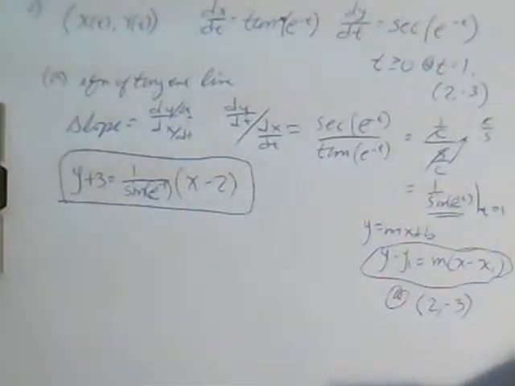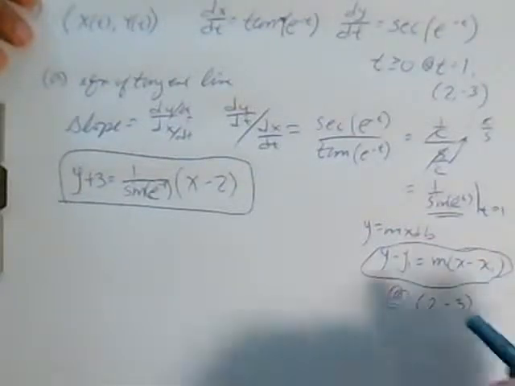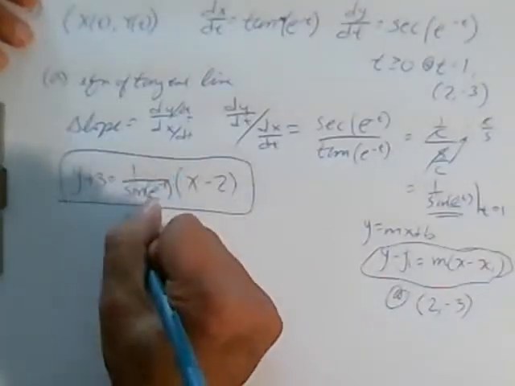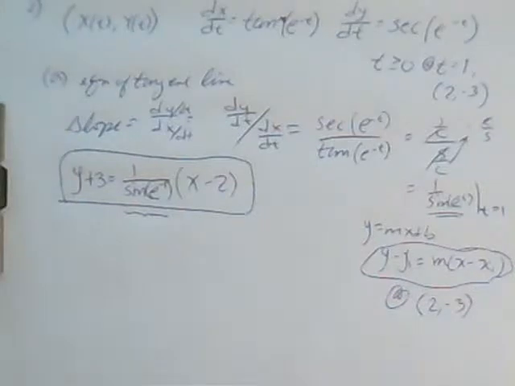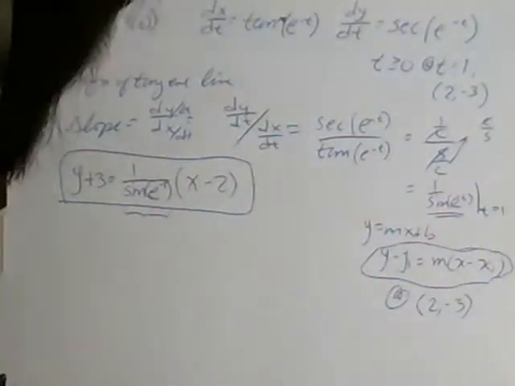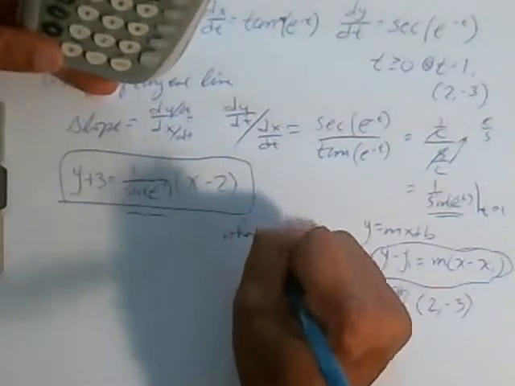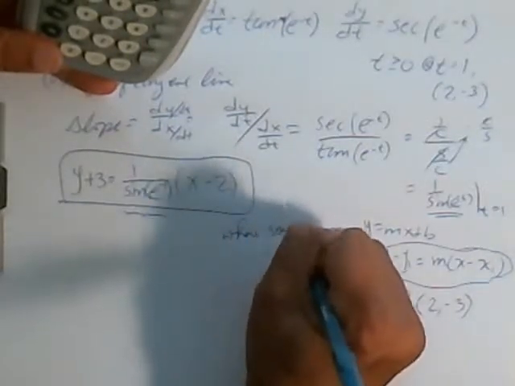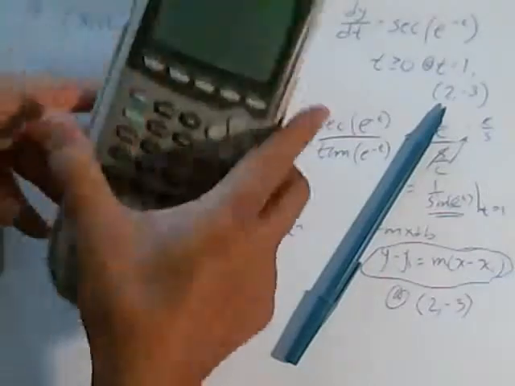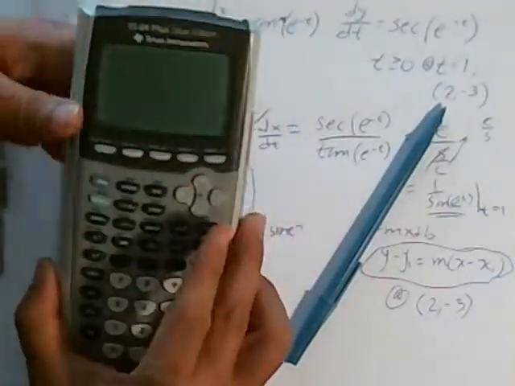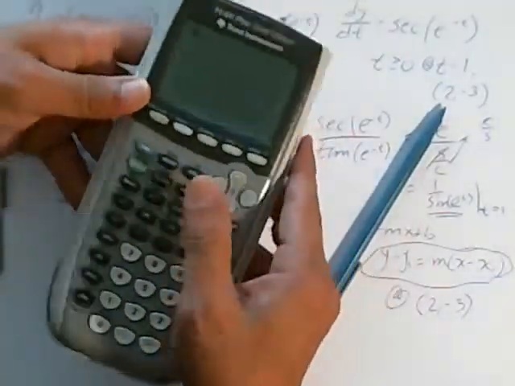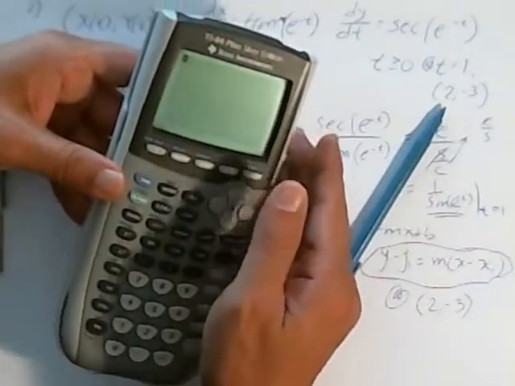You can either leave it like this, or you can actually evaluate this on your calculator if you want to. Just make sure when you do this, for the sine of e to the minus 1, that you're in radians mode. I don't know if you can see this or not, but there we go. The reflection's a little bit better.